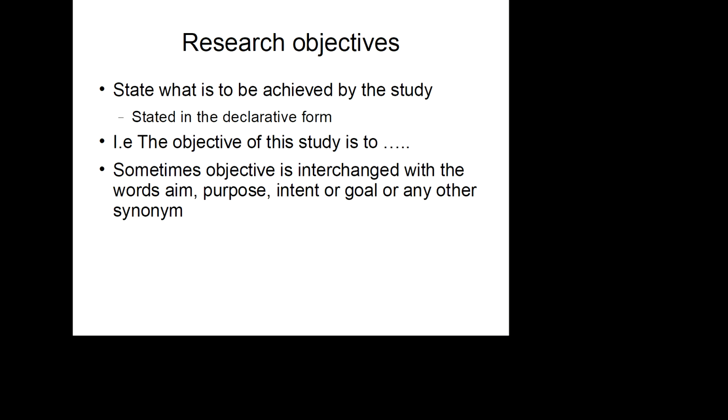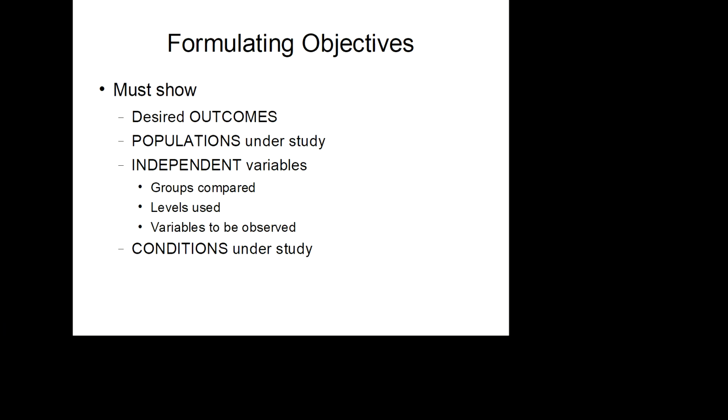Research objectives state what is to be achieved by the study, and they are stated in the declarative form. So it is to do this, to do that. Sometimes objective is interchanged with the words aim, purpose, intent, or goal, or any other synonym. So there are other synonyms aside from objective. Objectives must show the desired outcomes, the populations under study, the independent variables, the groups compared, the levels used, the variables to be observed, and the conditions under the study.